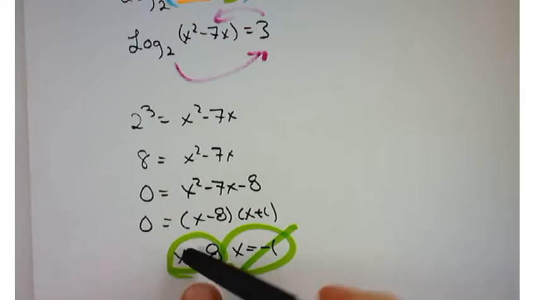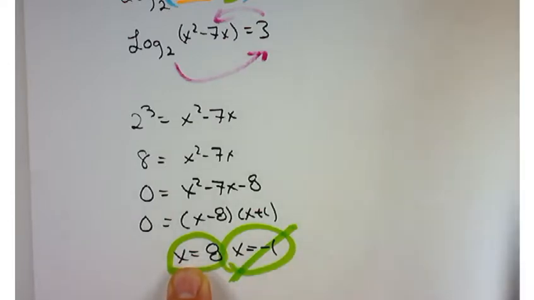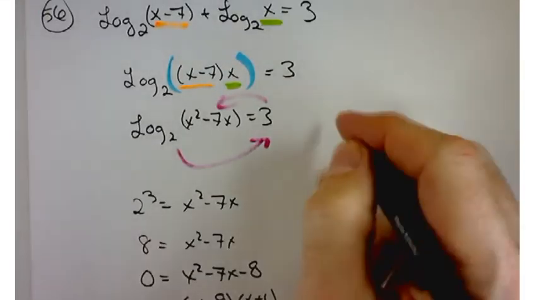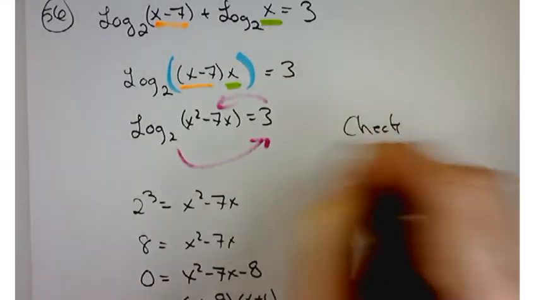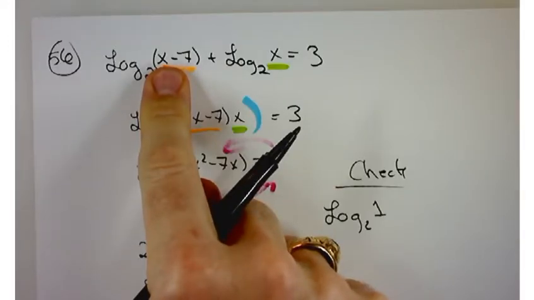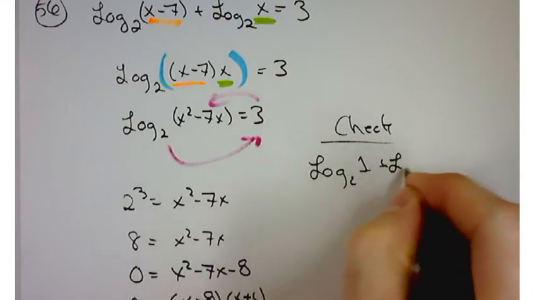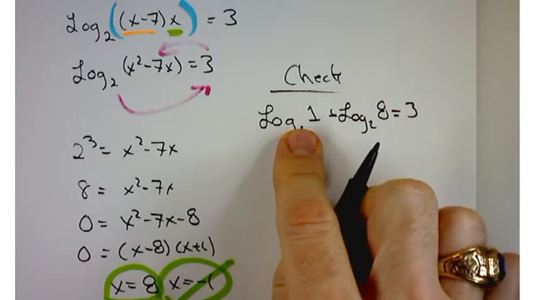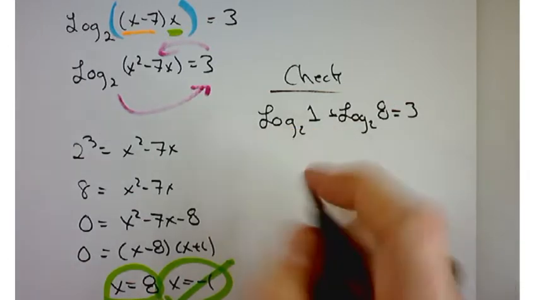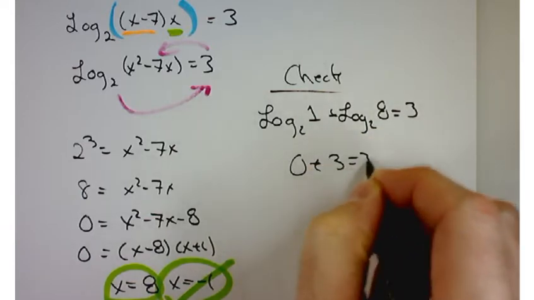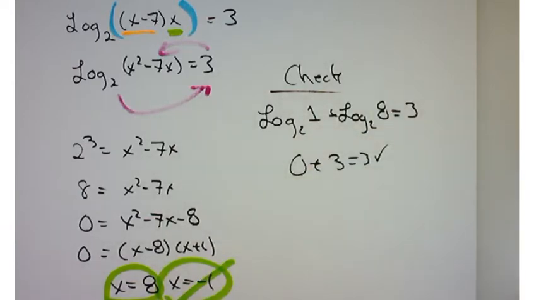So that one gets thrown out. This one, you can say, okay, well, at least it doesn't give me a negative number, and you hope that it's okay. If you did actually check it out, you'd end up with the log base 2 of 1, right? 8 minus 7 is 1, plus log base 2 of 8. Log of 1, any base, is going to be 0. What power of 2 gives me 8? 3. So it actually does check, if you wanted to check it out kind of completely there.